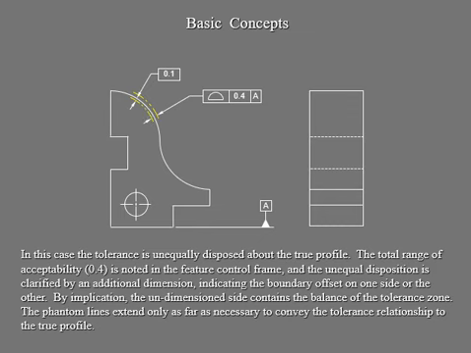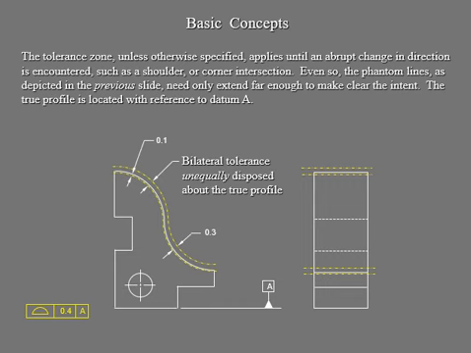If you see dimensioning and tolerancing like that, you know what to do. If you get the specification sheet, you should be able to draw it in your drawing in that way. So now the bilateral tolerance, unequally disposed about the true profile. Right here you're going to have a 0.3, and right there a 0.1, so it's not the same outline.